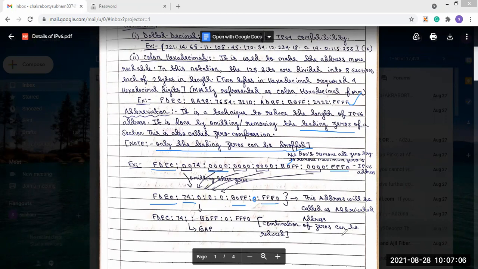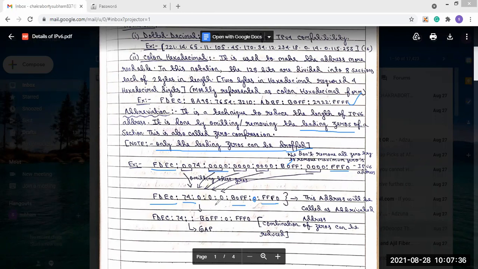This address we can call the abbreviated address. Now, we can also remove the combination of zeros. In the next step, we will remove the combination of zeros. Combination of zeros means here you can see 3 zeros are present. So this is making a combination.